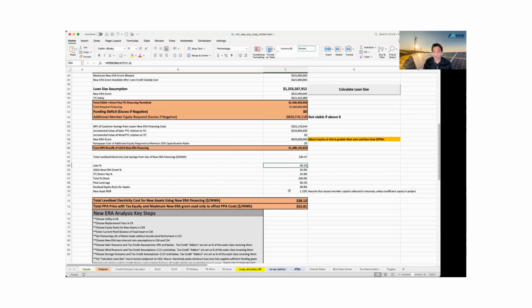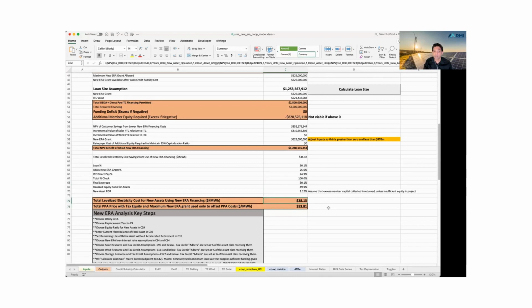This section here tells me the total capital structure that I've achieved. And here you'll see that you only required a 50% leverage, and you actually were able to bring in more equity than you might have otherwise needed. And then the final bottom line is, in this particular situation, given this particular resource portfolio, there is a very significant benefit from potential ownership of this asset using the New Era and ITC and PTC relative to what the calculated PPA price might be using the New Era grant instead to offset PPA costs.